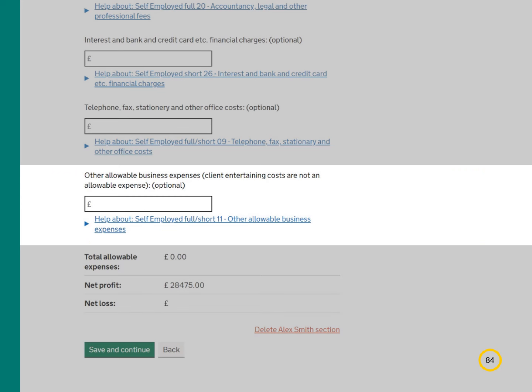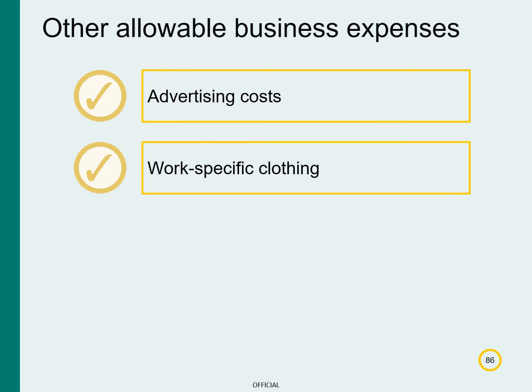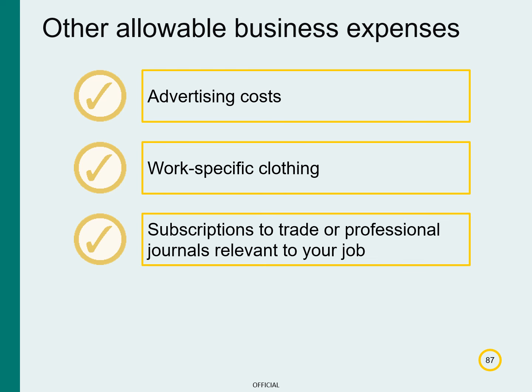As it suggests, this is where you record any other expenses you might have. So what might you include here? Well, one of the most common is advertising costs. It could include clothing, not everyday clothing, but protective or work specific. So overalls, tabards, safety wear, or clothing bearing your business name or logo. If you subscribe to trade or professional journals that are relevant to your business, you can claim these as an allowable expense.